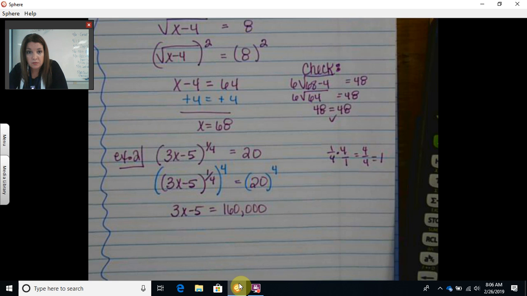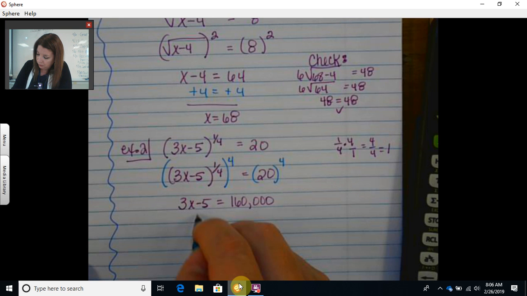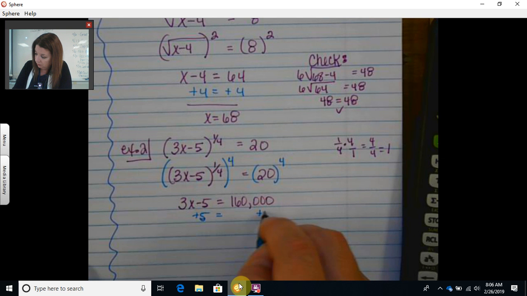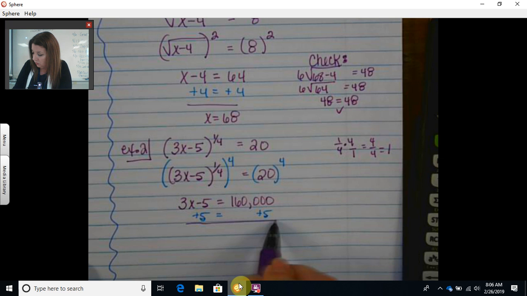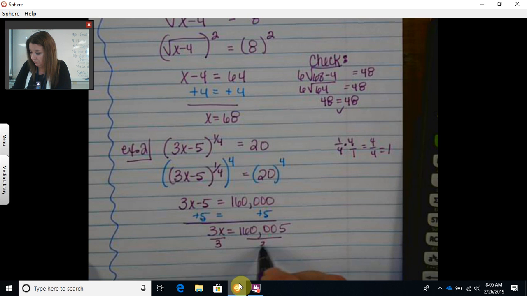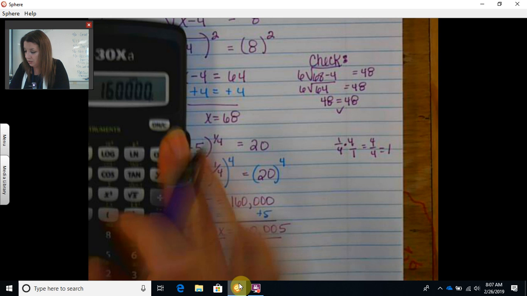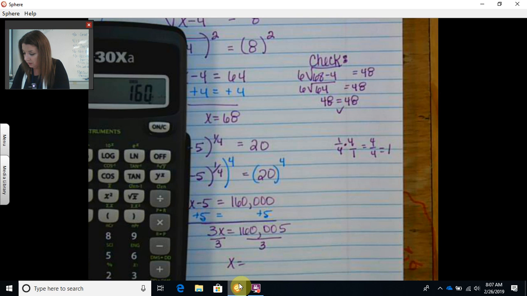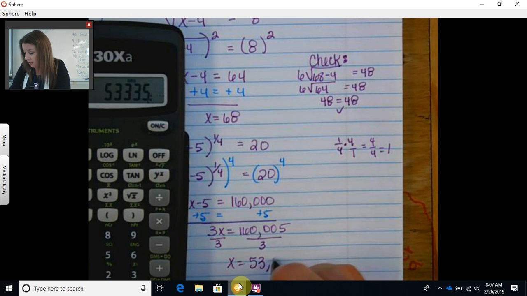All right, so now this is a way easier equation. What should we do next? Add 5. So we have 3x equals 160,005. Then we can divide by 3. And x equals, I don't know if that divides evenly. It does. Sweet. So 53,335.